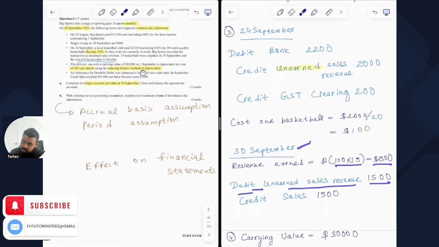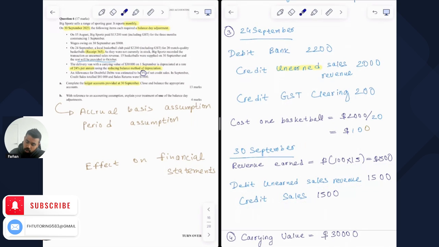So we debit unearned sales revenue by 1,500 and we credit sales by 1,500, which is referring to the revenue that you have actually earned. And this is to be used as part of your profit calculations, the $1,500 in revenues that you have actually earned because you have delivered the item to your customers.